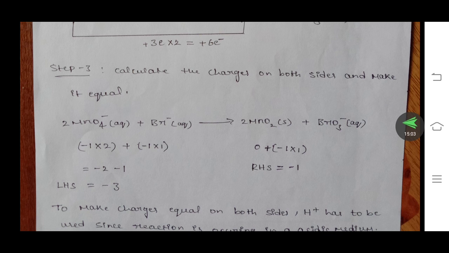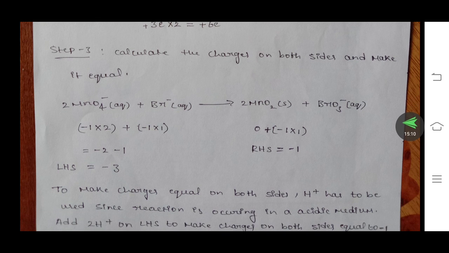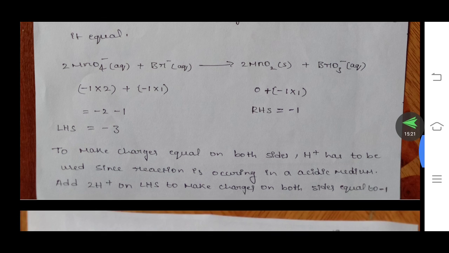Step 3. Calculate the charges on both sides and make them equal. 2MnO4 minus plus Br minus gives 2MnO2 plus BrO3 minus. Now how many charges are present? See, minus 1, so a minus charge is present, right? So minus 1 into 2 plus minus 1 into 1, so that is equal to minus 3.